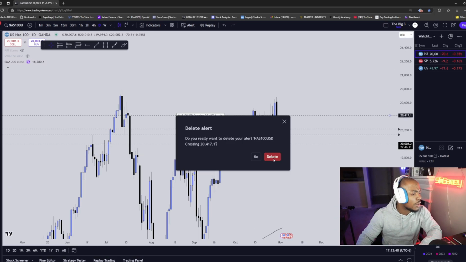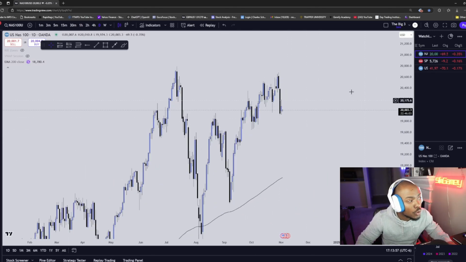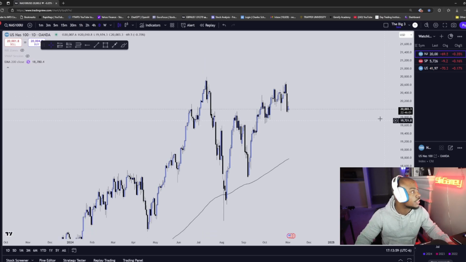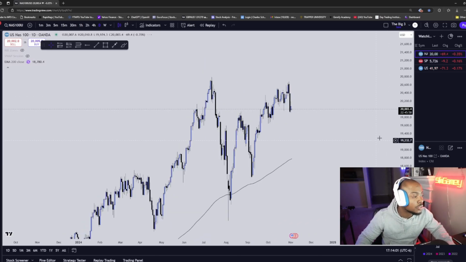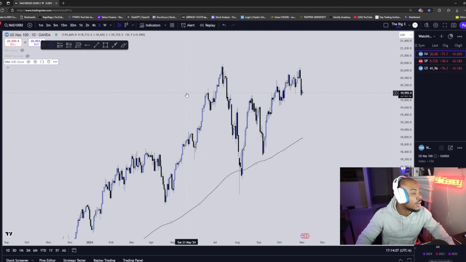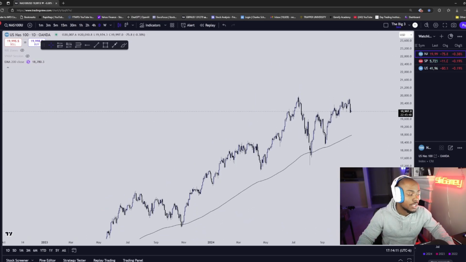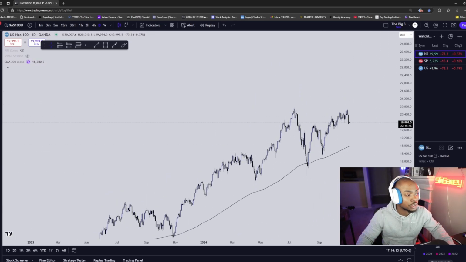Let me delete all of my alerts, and we're gonna do a top-down analysis just so you guys can see what I'm looking at and how I am going to attack the week this week. So if we are looking at the moving average, the 200 moving average, we are still very highly above the 200 moving average, meaning that overall the market is in a bullish structure on higher time frames.